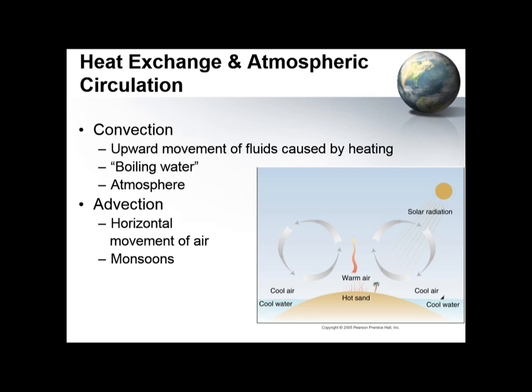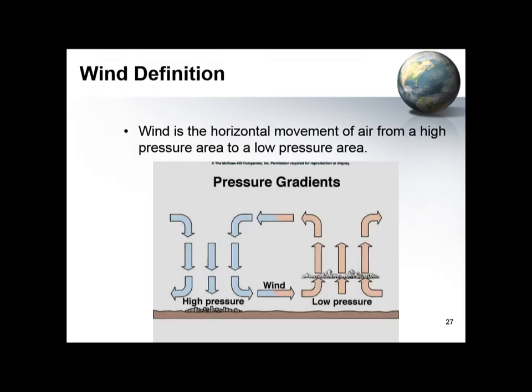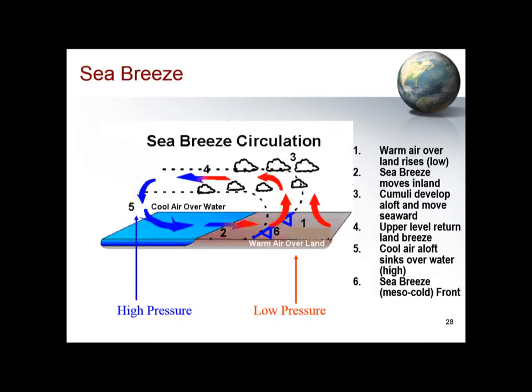Convection, upward movement of fluids caused by heating. Boiling water, atmosphere. Advection, horizontal movement of air, and monsoons. Wind definition: wind is a horizontal movement of air from a high pressure area to a low pressure area. Sea breeze.